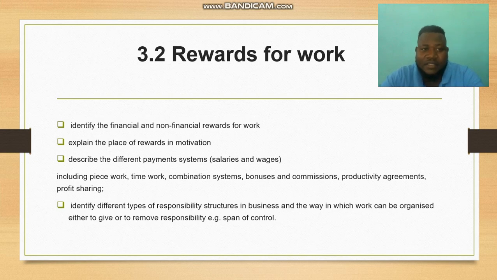And then describe the different payment systems, that is salary and wages, also including piecework, time work, combination systems, bonuses and commissions, productivity agreements, and lastly, profit sharing. So those are the different payment systems. Identify different types of responsibility structures in a business, and the way in which work can be organized either to give or to remove responsibility. So that is now including span of control.